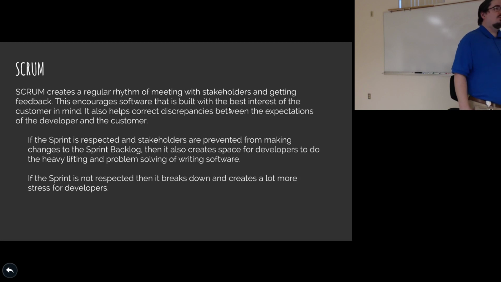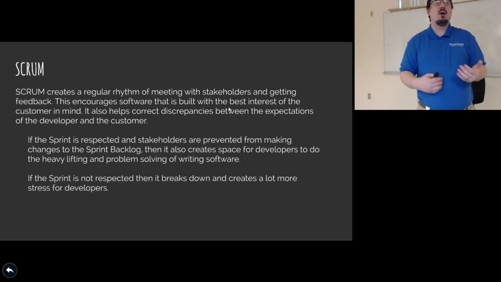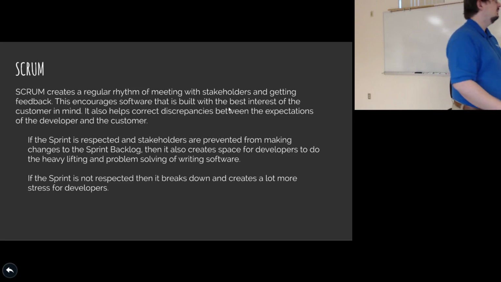So that's the overall kind of picture of Scrum. Scrum creates a very regular rhythm of meeting with stakeholders, because we're meeting them at the beginning and end of every sprint, and getting that feedback. Getting feedback on what's important to you today, what you do not like about what we are doing so far, right? And how can we be better? Okay.